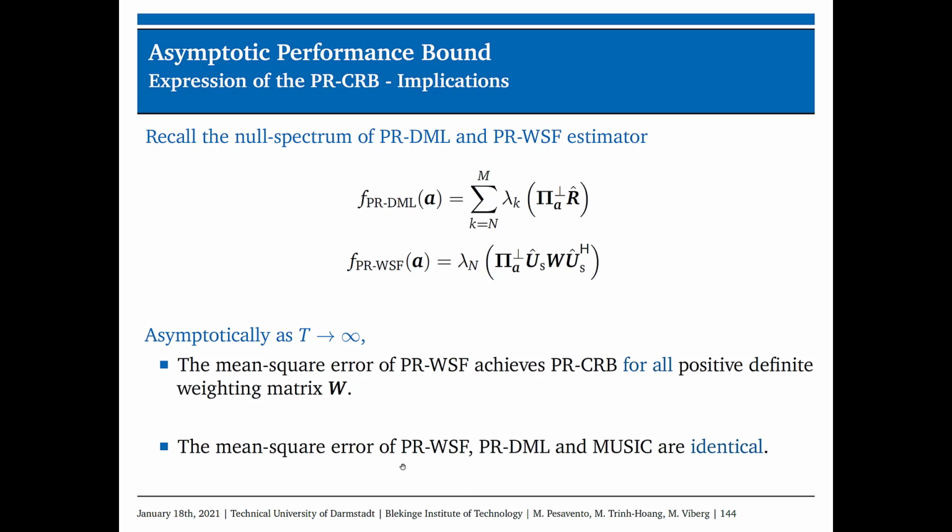This also means that the asymptotic performance of the PRDML, the PR weighted subspace fitting, and MUSIC, which we showed corresponds to the PR weighted subspace fitting with identity weighting, are identical in the asymptotic regime, and the performance is characterized by the PR Kramer-Rao bound that we derived. We remark that even though the asymptotic, for large T, performance of all these estimators is identical, the performance in the non-asymptotic regime and in the threshold region can be quite different, as we saw in the simulation results of part 2.